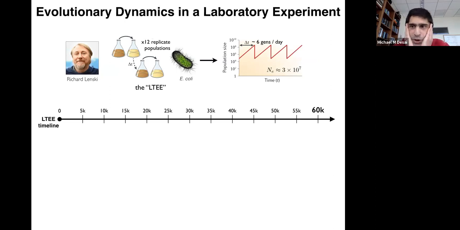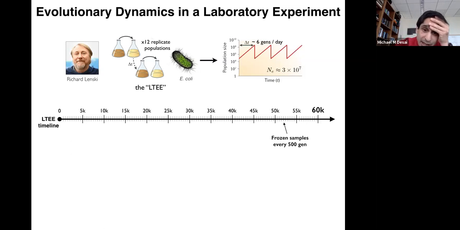A few years ago, we got interested in tracking evolutionary dynamics in this system using sequencing. At that time, there was about 60,000 generations of evolution that had been completed. This was as of about 5 years ago. Now they're up to about 70,000 generations. And Rich had frozen down samples since 1988 at 500 generation intervals.